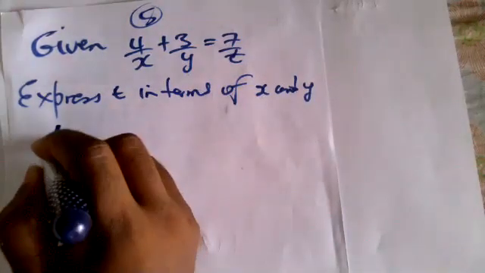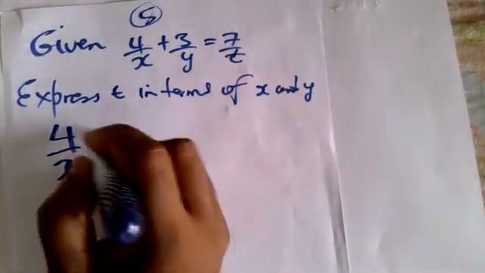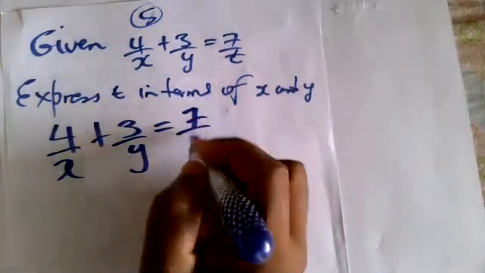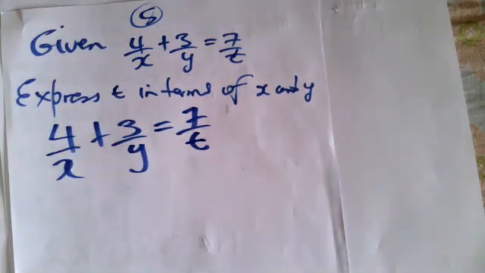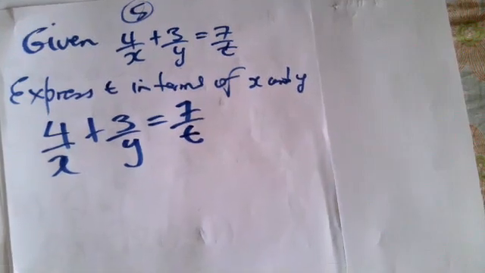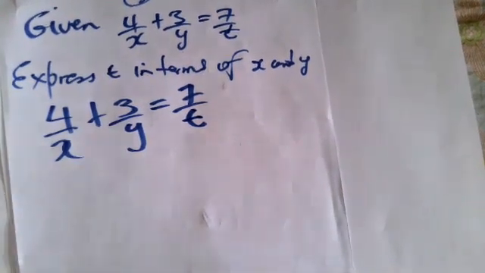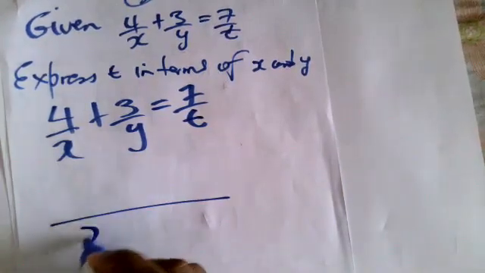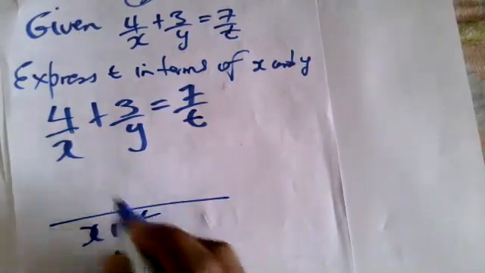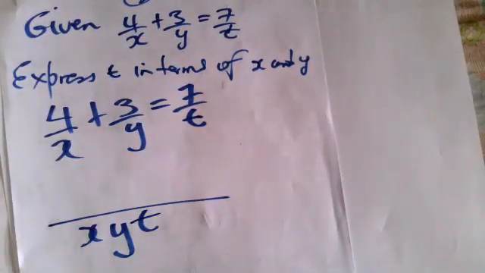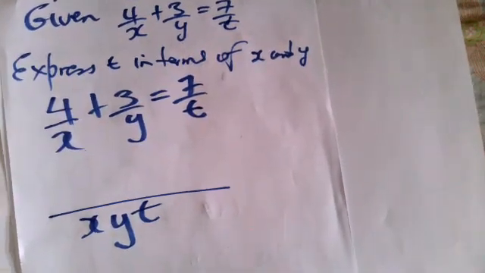Let's rewrite. So it's 4 over x plus 3 over y is equal to 7 over t. And remember, we're trying to make t the subject of the formula. But before we focus on that, let us bring them to a common denominator. The denominator would be x, y, t. We don't know the values, but whatever they are, we know the LCM is xyt.